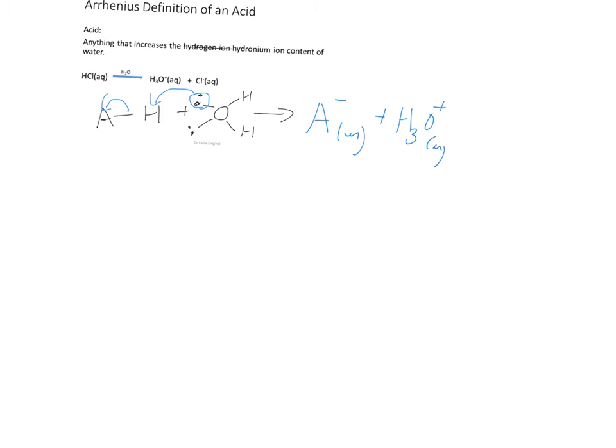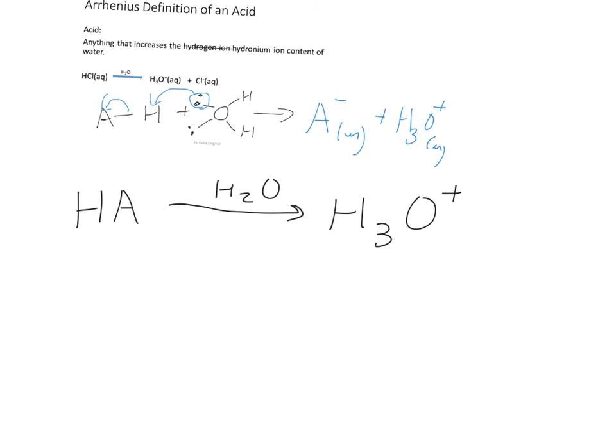So a generic reaction of an acid would be acid HA reacts with water to yield the hydronium ion and an anion. That's your general pattern. Alright, now let's look at two broad categories of acids, strong acids and weak acids.